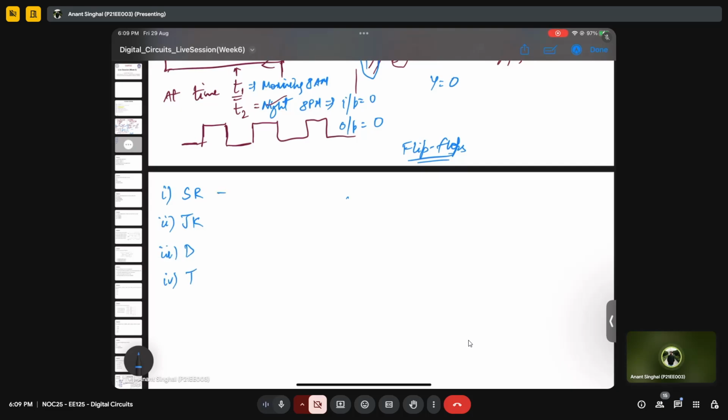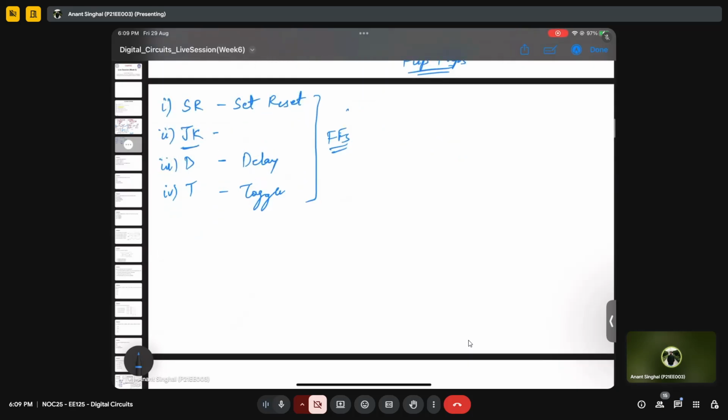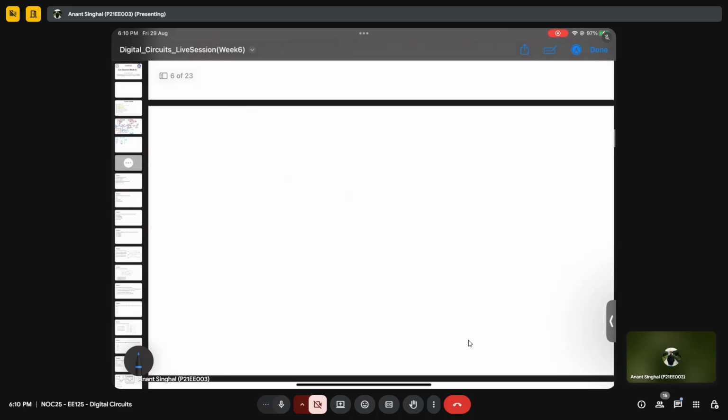SR here represents set reset. D here represents delay. T here represents toggle. There is no particular full form for JK. It is named after a scientist called Jack Kilby, but we do not have a proper name for this. So these are the flip-flops that we'll be covering in this course, and we'll be seeing one by one what their functions are and how they work. So let's start quickly with the SR flip-flop.